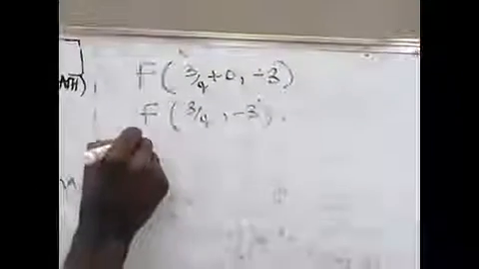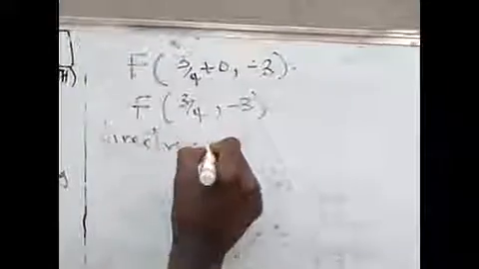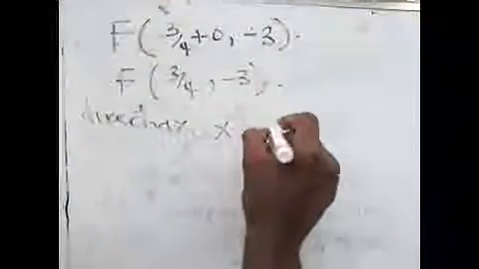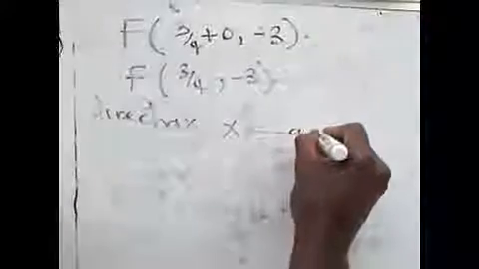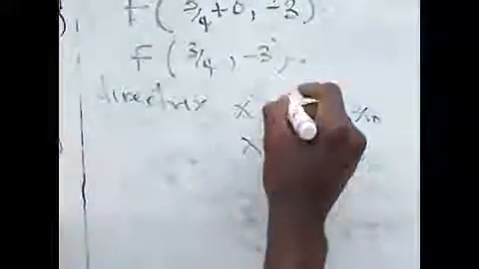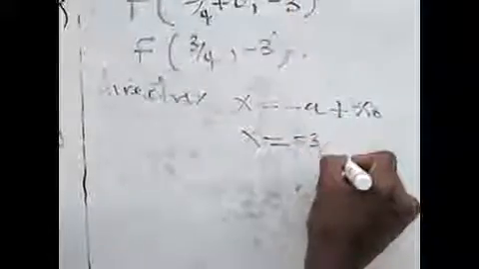Our directrix, which is given as x equals to minus a plus x naught, implies x equals to, our a is given as 3 on 4 and our x naught is 0. That makes our directrix equals to minus 3 on 4. Now after studying our directrix, we can now study the other parameters, which is the axis of symmetry.